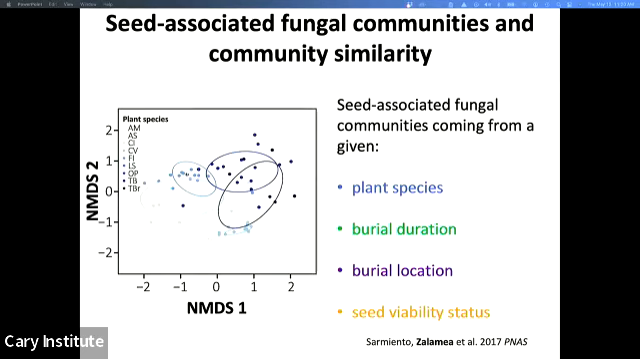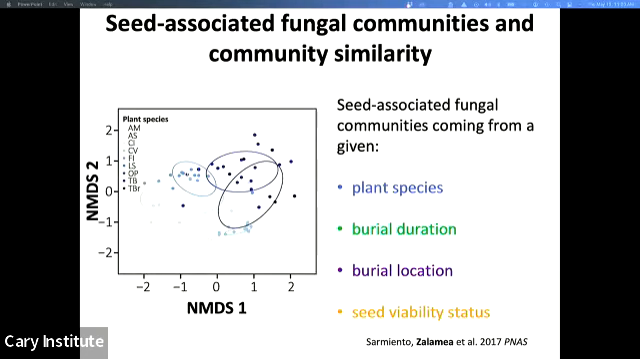So what we have in this chart here is an ordination. This is a non-metric multidimensional scaling analysis. And each point in this ordination is a seed-associated fungal community. So 2 points that are close to each other are two seed-associated fungal communities that are more similar to each other than 2 points that are farther apart from each other.